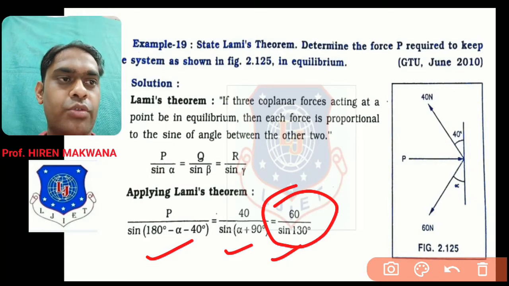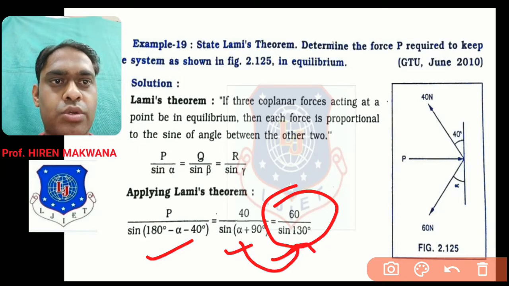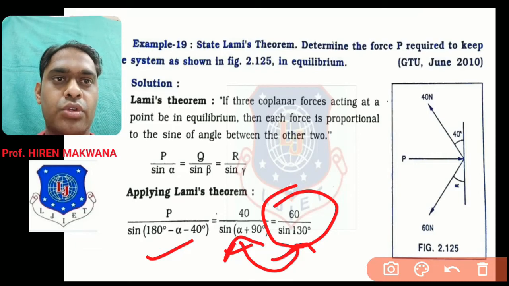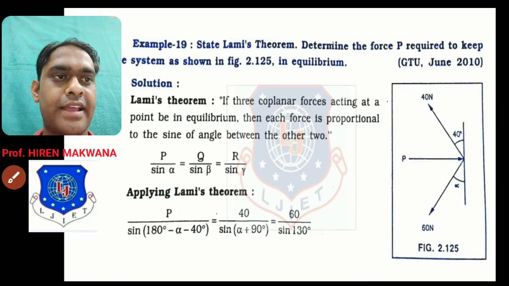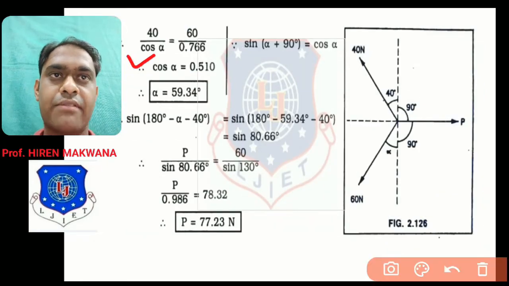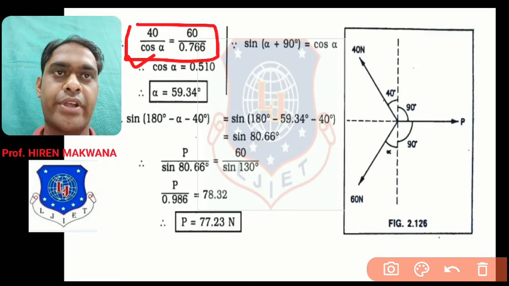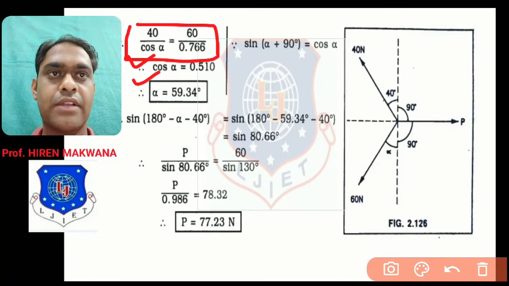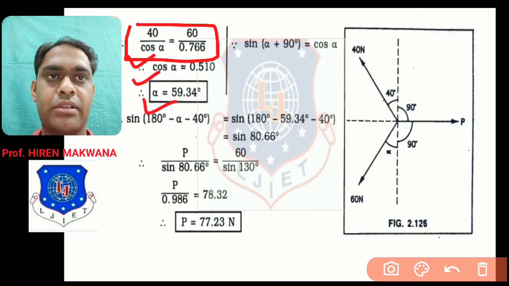Now what will you do? Think about this. Compare these two terms. In these two terms only alpha is unknown. So you will get alpha first. Okay, let us check in the next page. Yes, sine of (90 plus alpha) means cos alpha. So the term will become 40 upon cos alpha is equal to 60 upon 0.766, with the help of calculator. By simplification you will get cos alpha equal to 0.510. By doing cos inverse, alpha will be 59.34.